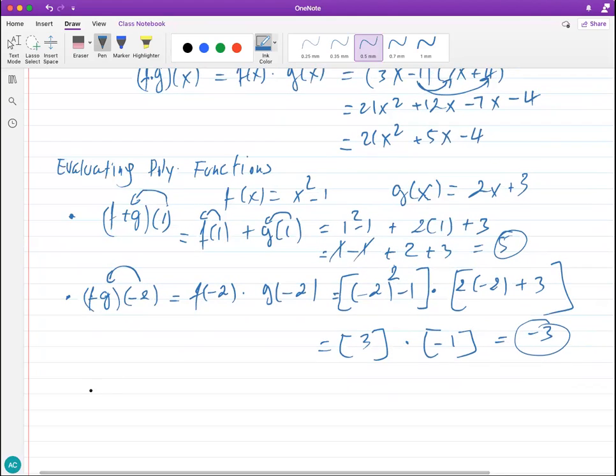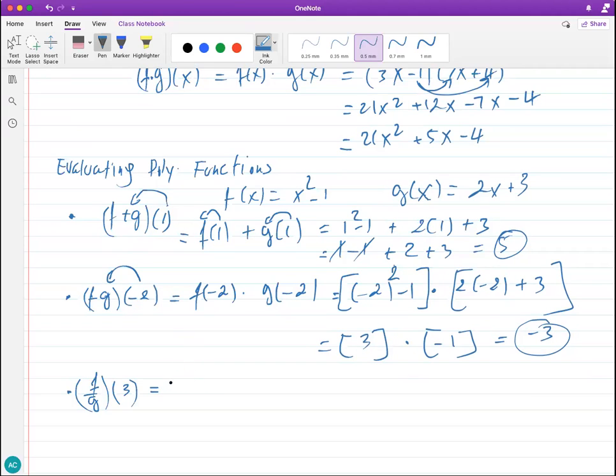Let's do one with division, just in case you see a division in the homework. Let's say f over g of, let's say, 3. How do you do that? So 3 to the second minus 1. Break it down first like this. Let's break it down first. So what do I write here now?